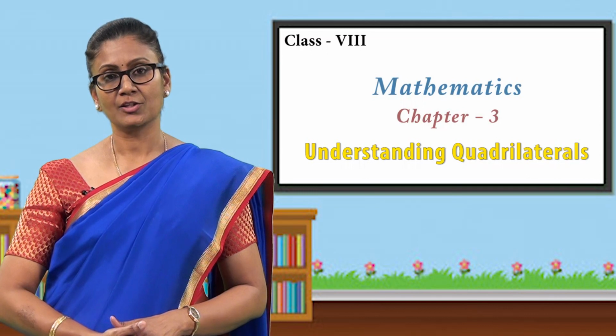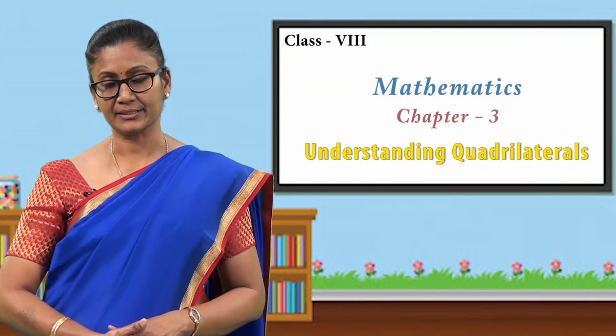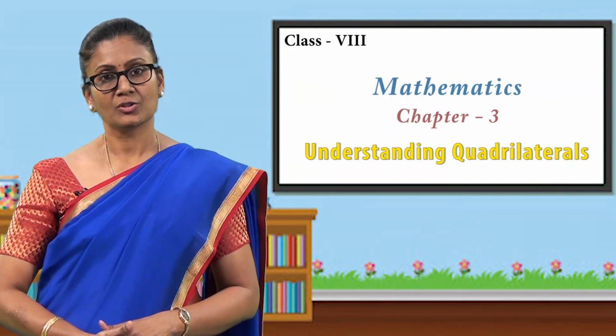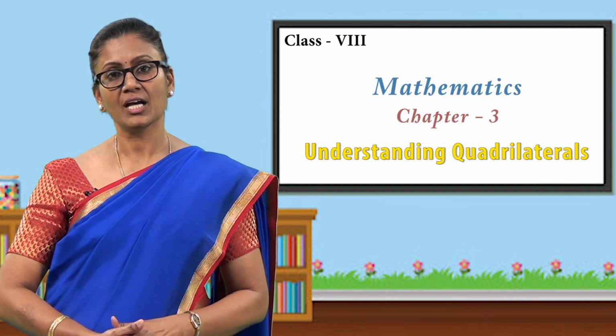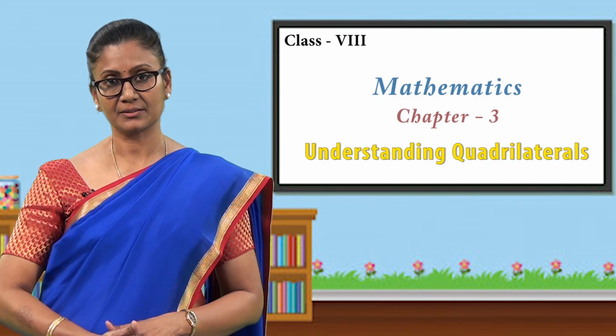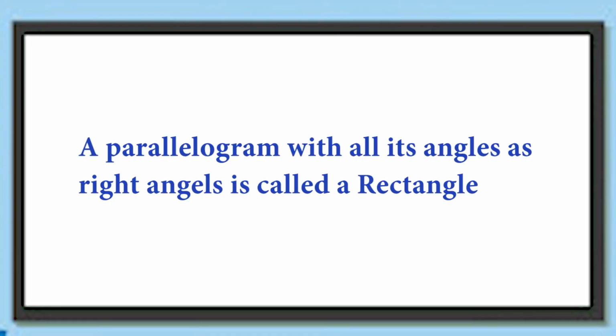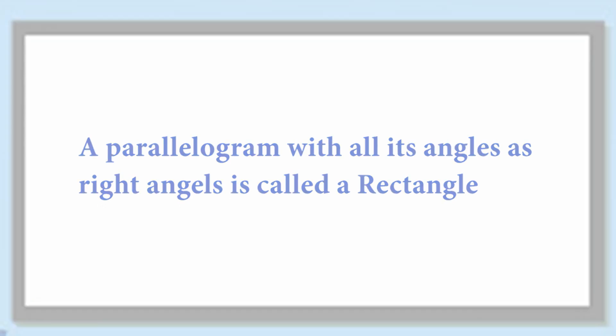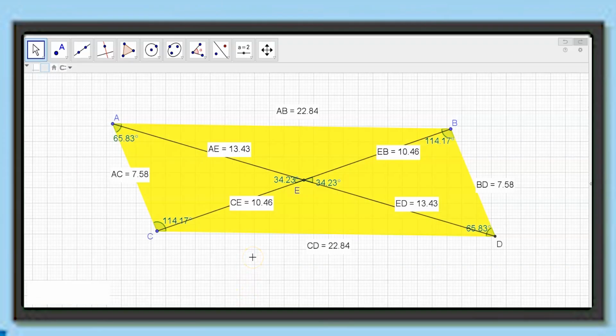The second variety of parallelograms that we are going to discuss is a rectangle. So now let's watch this video to see how a rectangle is constructed and also verify its properties. A parallelogram with all its angles as right angles is called a rectangle. Now let us see how this parallelogram is getting transformed into a rectangle.